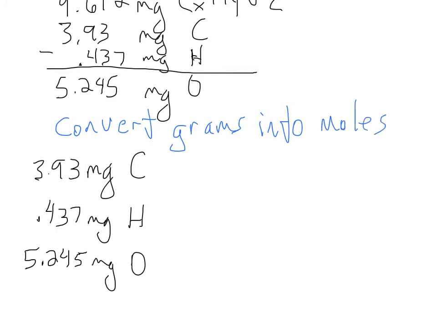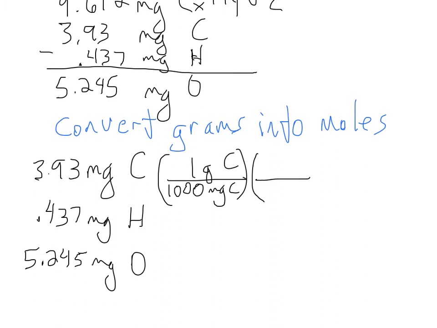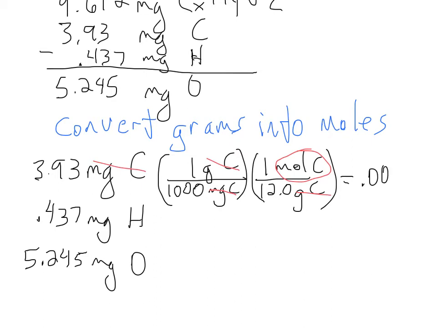Since they gave us milligrams rather than grams, there's an easy metric conversion that you can do. Just divide by 1,000 to get the number of grams. So I'll start by taking 1,000 milligrams of carbon for every 1 gram of carbon. And then the atomic weight of carbon is 12. So 12 grams of carbon for every 1 mole of carbon. And if you follow the units, milligrams crosses out, grams crosses out, and you're left with moles. In my case, that works out to be 0.000328 moles of carbon.